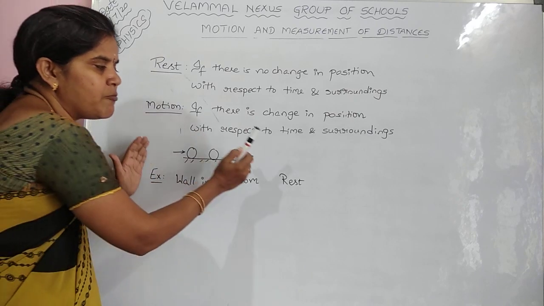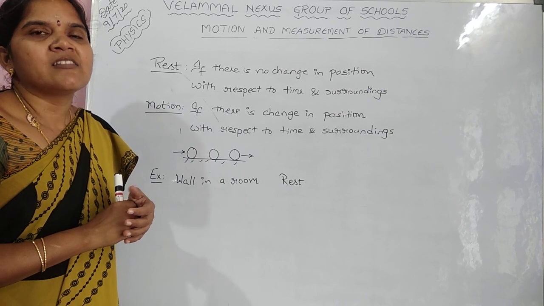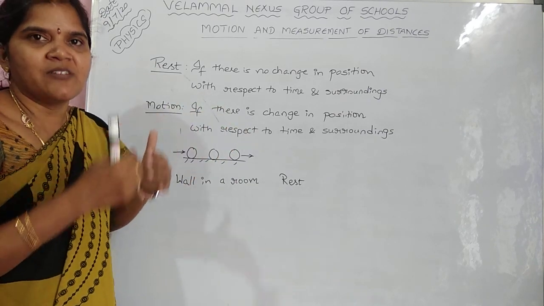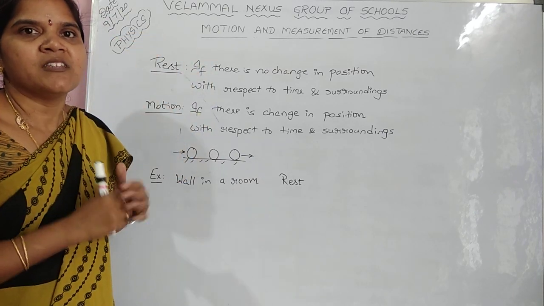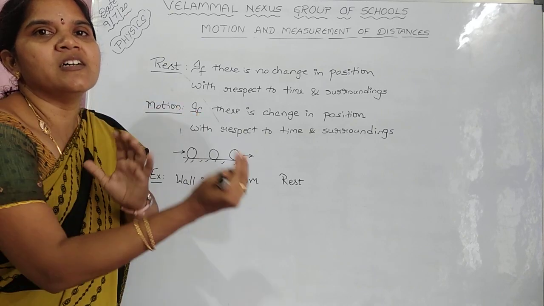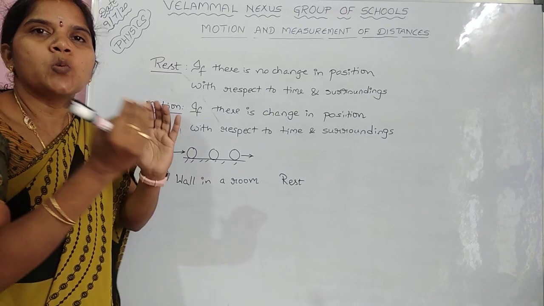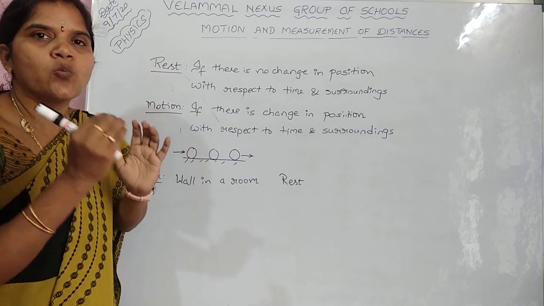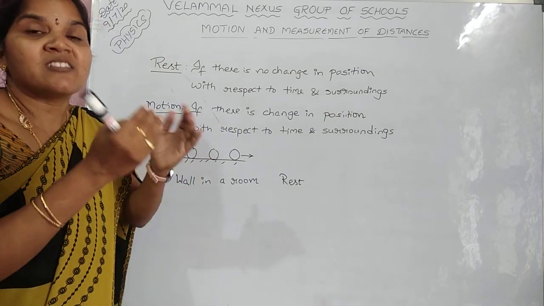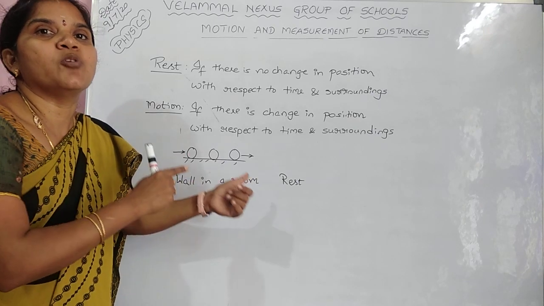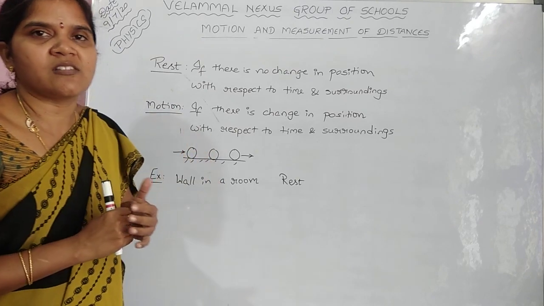But the same wall in a room, if I observe from some other planet, suppose I am on some other planet, observing the earth. Earth is rotating. Along with the earth, continents are rotating. Along with that, our country is rotating. Along with that, our house is also moving. Along with that, the room is moving. Along with that, the wall is moving. That means, if the surroundings change, the state of the body changes. I repeat, if the surroundings change, the state of the body changes.